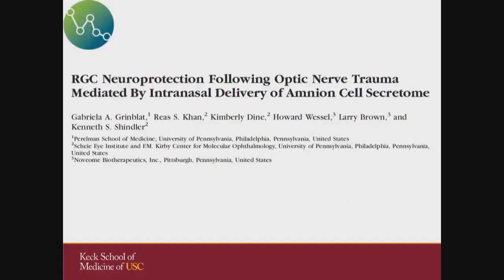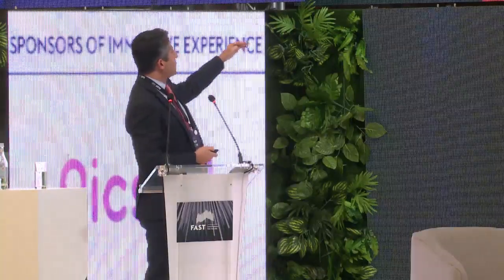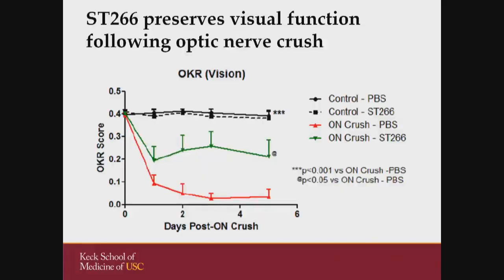And basically, they showed that retinal ganglion cell neuroprotection can occur after optic nerve trauma by delivering the exosomes in the nose, which is very, very interesting. So you create a nasal spray, it reaches the optic nerve, and it prevents death of the optic nerve cells and the retinal ganglion cells. The red line here is the vision after the crush injury. The green line is the vision in the same sort of animals treated with the exosomes, and the black line is what normal is. So you get 50% return to normal.